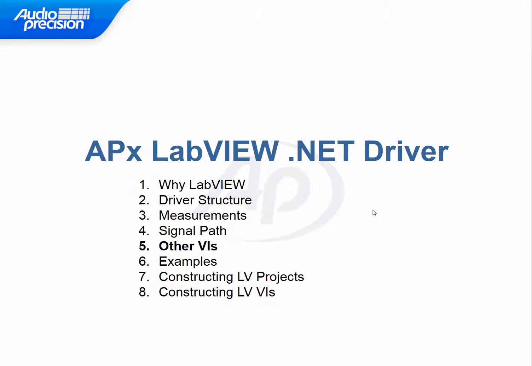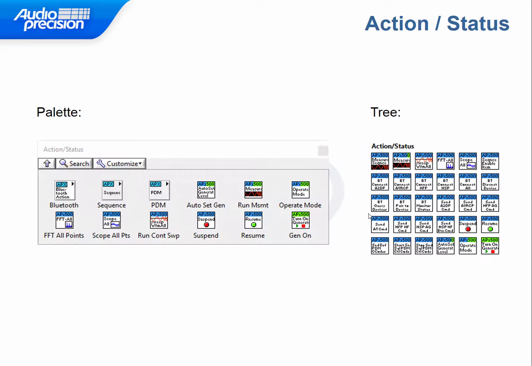Let's look at some of the other VIs in the driver collection. So this palette and tree show the action status VIs, and we have a number of different VIs in here. Some are specific to Bluetooth, so they're in the Bluetooth subpalette. Some are specific to the sequence mode, so they're in that subpalette. And similarly, another subpalette for PDM, which has some action status VIs specific to PDM.